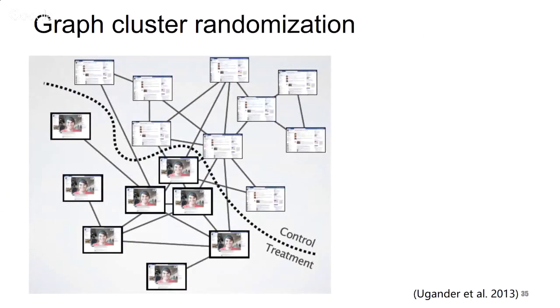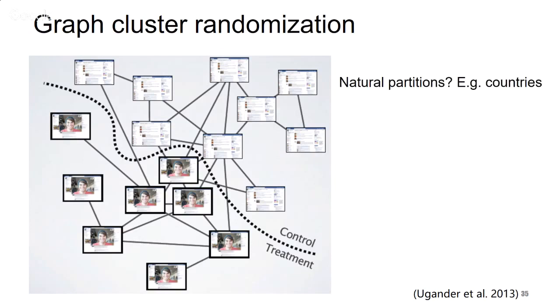So one solution to this problem, which is literally the state of the art now, is doing what's called graph cluster randomization, where you essentially come up with a way of cutting through your network using a number of different kinds of algorithms, such that one side becomes a treatment group and the other side becomes a control group. Now, there are multiple ways of doing this.